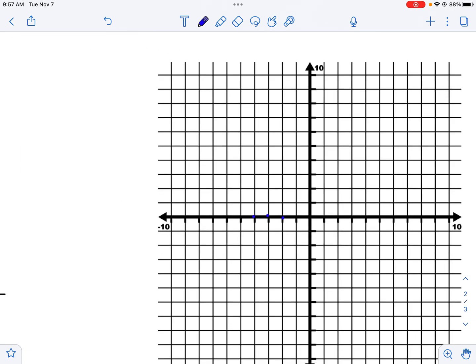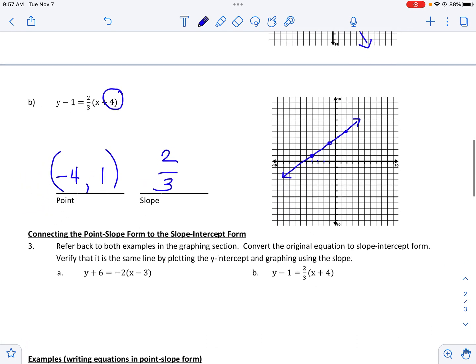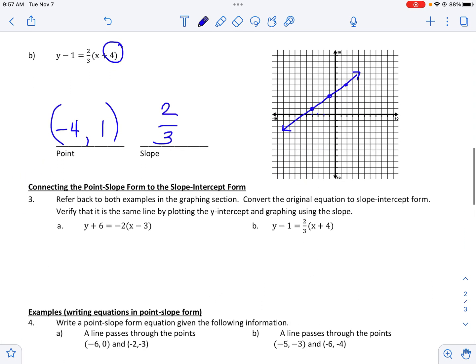So over here at -4, we're going to go up to 1. And then it was 2/3, so that's up 2 and forward 1, 2, 3. This is a great strategy when you can clearly see that the y-intercept is going to be a decimal, and therefore it's not going to work out nicely, because most of the time we don't always start with a whole number for our starting point.